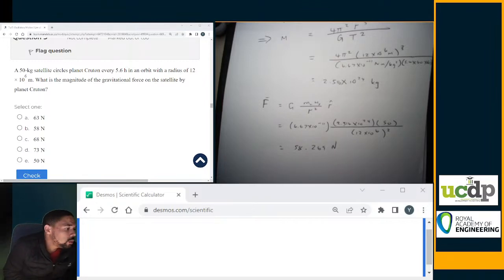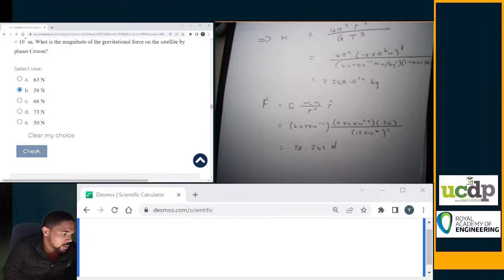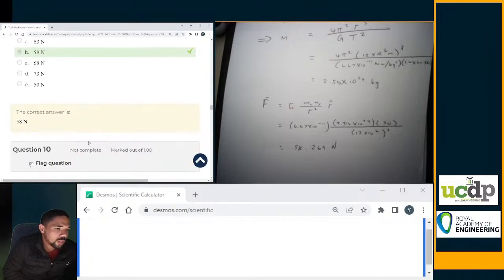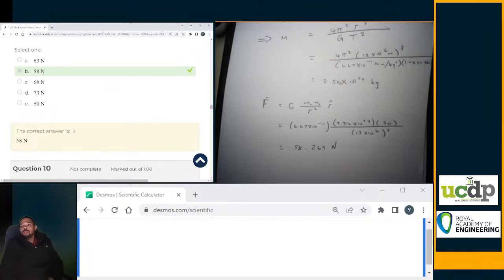If we go to where it is, do we have an option for 58? There we have it, 58 newtons. We check, are we correct? We are correct, 58 newtons. At least we got 58.2, but they will accept 58 newtons.